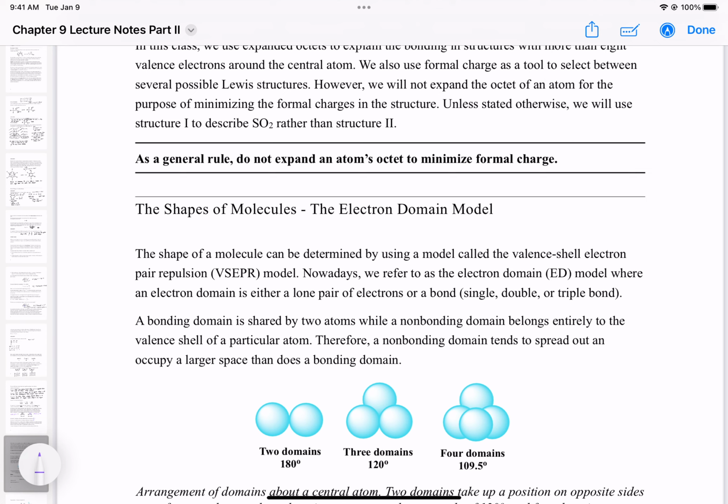So in these days, we refer to the electron domain model, where we look at the central atom and we count how many electron groups or domains are around it. So electron domain can be either a lone pair of electrons or a bond. So a type of bond, a single, double, or triple bond. So a double bond counts as one domain, even though there's 4 electrons in the bond. And then a triple bond, even though there's 6 electrons in the bond, it still only counts as one group or domain. So a common mistake students make is that if they see a double bond, they count that as 2 groups, but it's only one because there's only one type of bond between the 2 atoms.